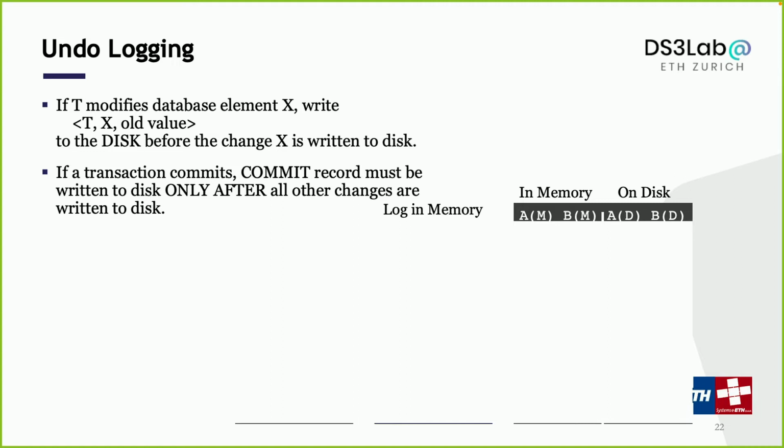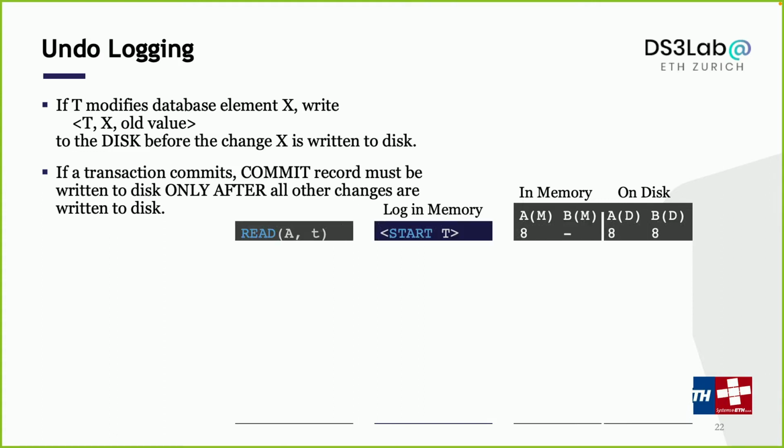But I have the in-memory buffer on the left-hand side, the value of A and B in memory, and then on the right-hand side, I have the value of A and B on my hard drive. On the left-hand side is my schedule. In the middle is my log file in memory. So let's think about how the system works. In the beginning, for example, this transaction just reads the value of A into an object T. This is the beginning of this transaction, and in the log, I will write start T. T started.